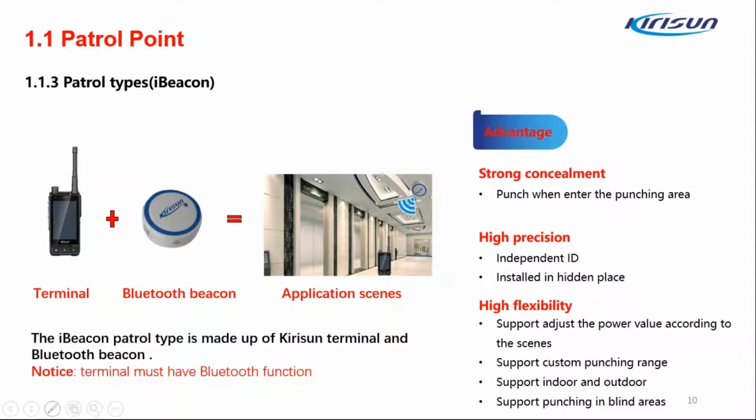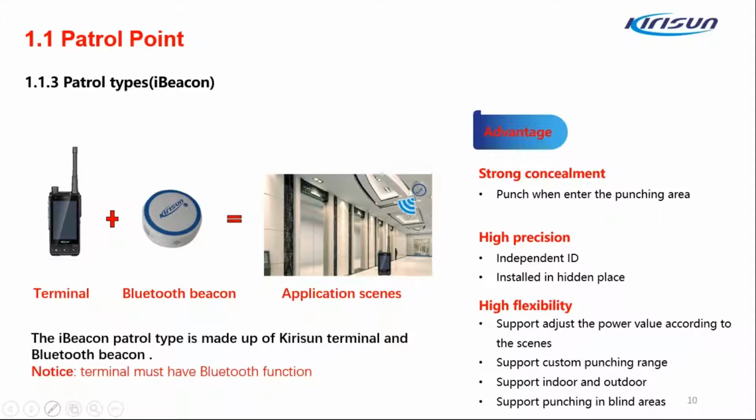And then we are going to talk about the patrol types. IBCON. The IBCON is the third patrol type. It will need a terminal and a Bluetooth beacon. Note, the terminal must have Bluetooth function. There are 3 advantages of IBCON patrol type. The first one is strong concealment. Workers do not need to know the beacon position. And when they enter the punching area, they will punch in successfully.